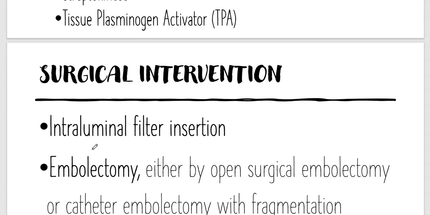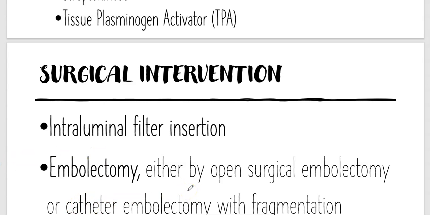actually causing further occlusion. So, that umbrella-like filter does not break down the clot, but technically does not allow the huge clot to pass through. Okay, so it sticks to our umbrella filter. Eventually, because of that very high pressure in your blood, it shrinks. Okay, so you have your intraluminal filter insertion.